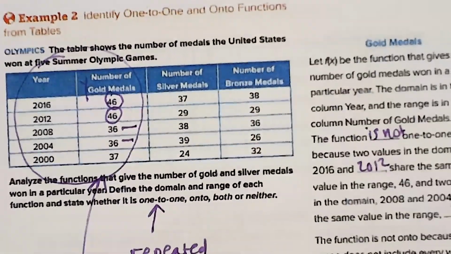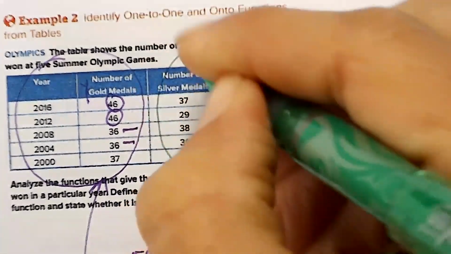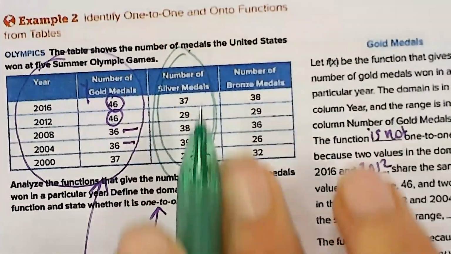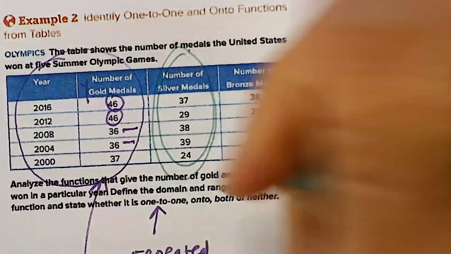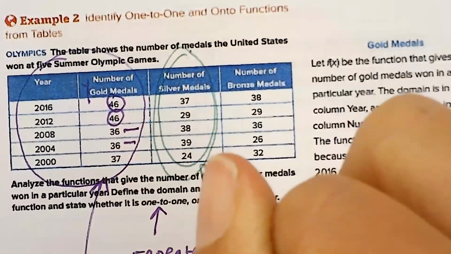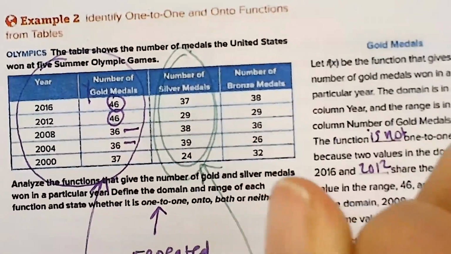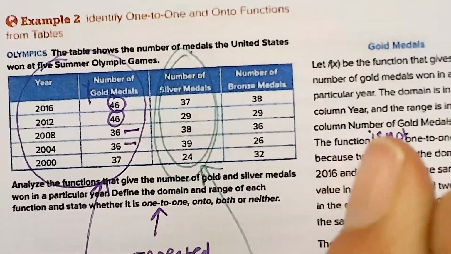The silver medals will not be onto either, but will it be 1-to-1? Check and see, are there any repeated y values? The silver medals will be our y. There are no repeated values. So this one is yes, it is 1-to-1.